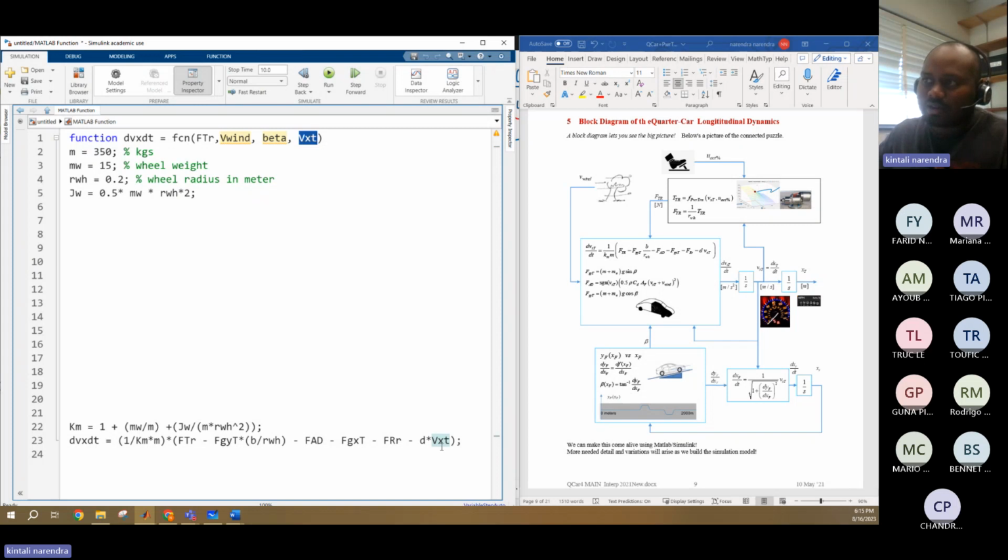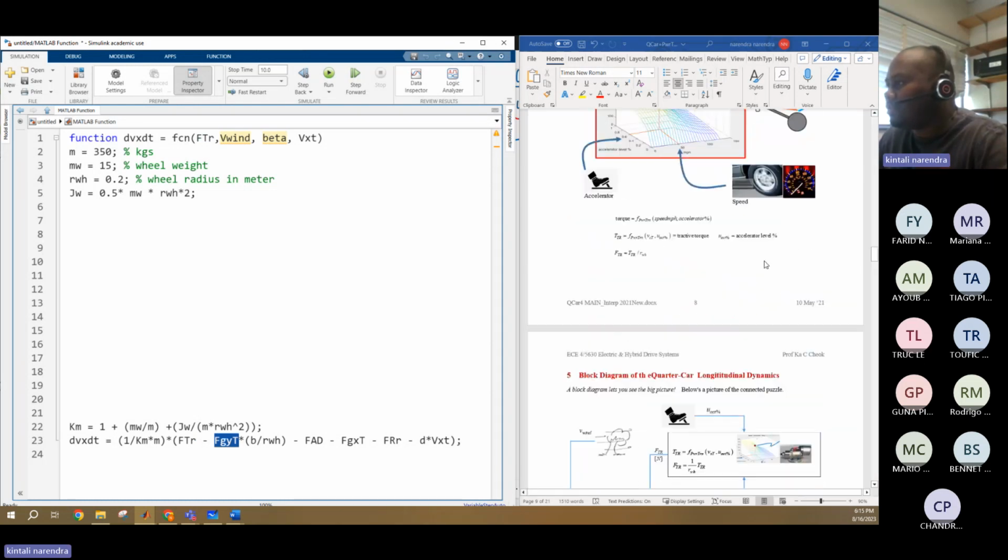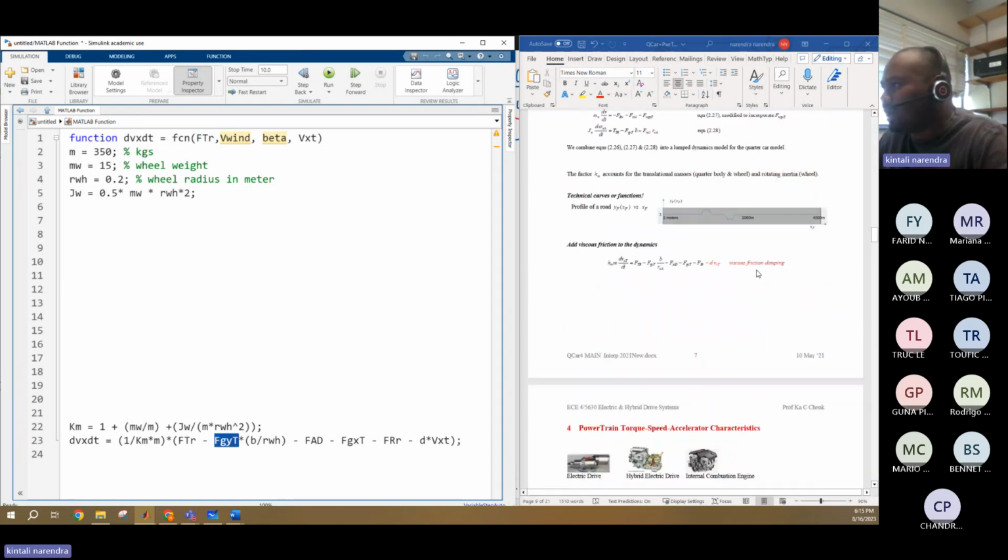VXT I used it here, that's why it is in normal way. Now FTR I'm getting it, I defined it. Now FGYT is the one which is remaining. So for FGYT, go back and look for FGYT in the Word document.